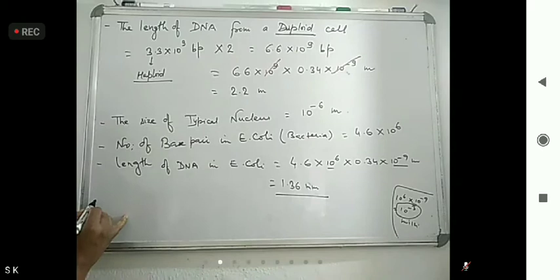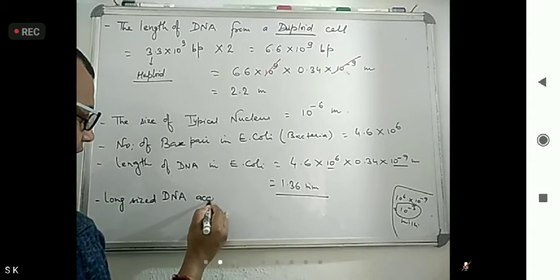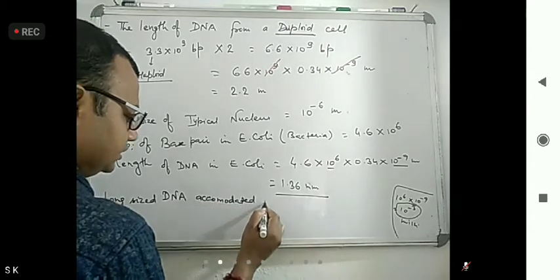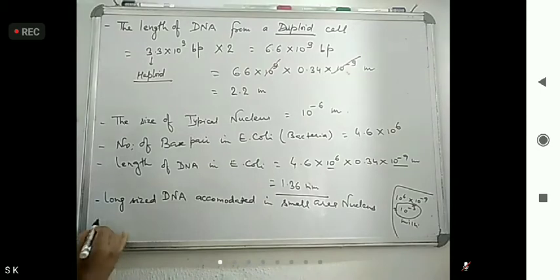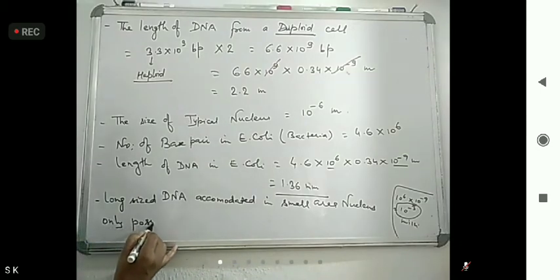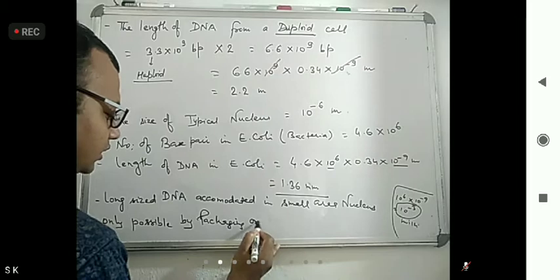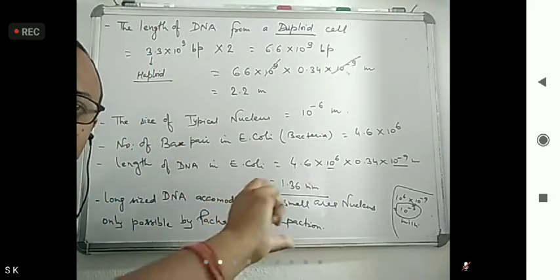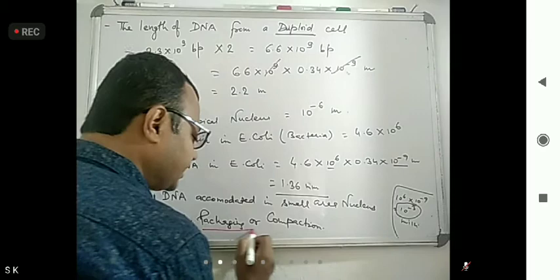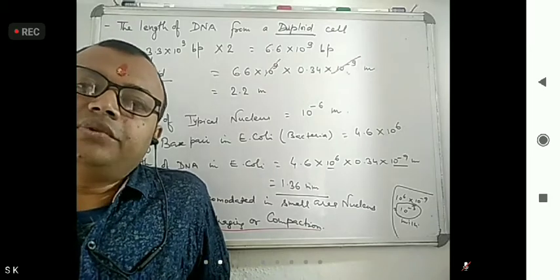So what I told, long sized DNA is accommodated in a small area nucleus only possible by packaging or compaction. Okay, how will it be possible? We have to compact that one, or we have to package that one in a scientific manner. So that is needed: packaging of DNA helix.